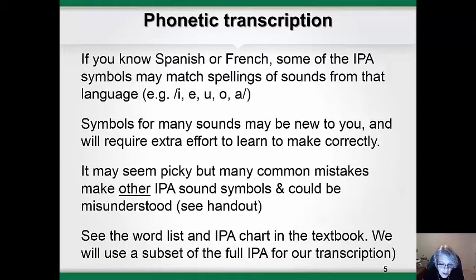In your book, and in a handout posted online, there is a word list with sample words for each phoneme. The IPA charts in the book show more phonemes than the ones we're going to use in this class. You should have a handout with phoneme charts for the vowels and consonants that show just the symbols that we're going to use in this class.